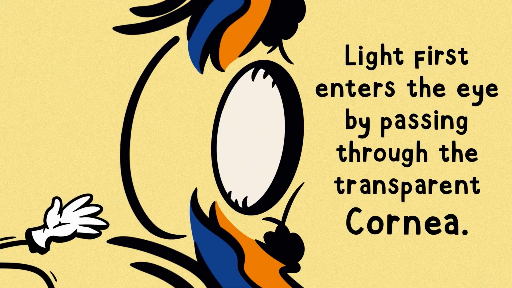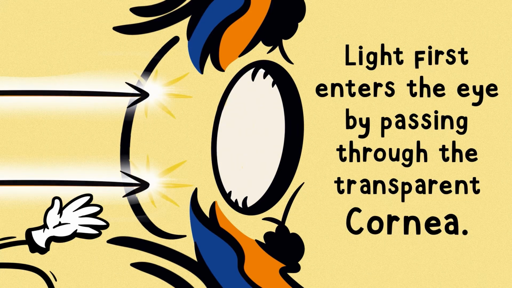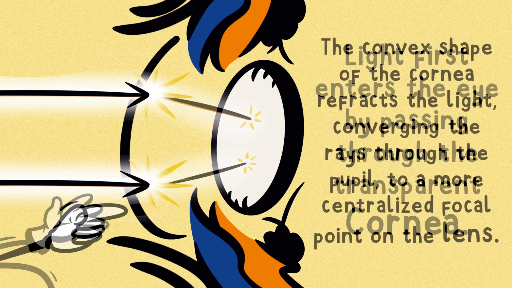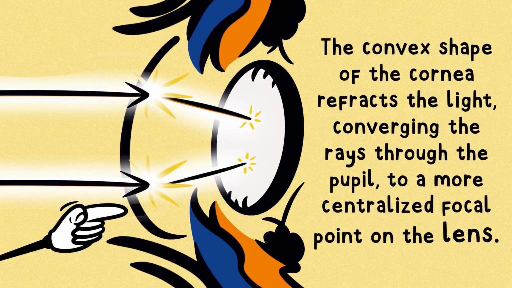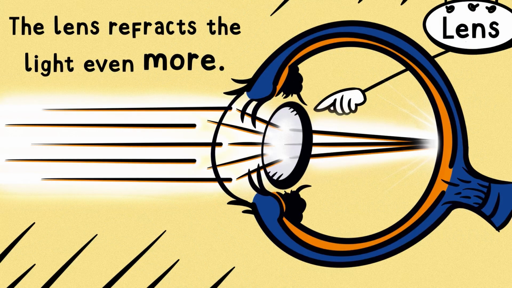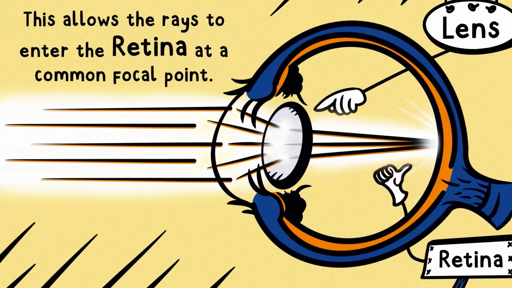Let's start with light, which is the information in the external world that your eye is interpreting. Light first enters the eye by passing through the transparent cornea. The convex shape of the cornea refracts the light, converging the rays through the pupil to a more centralized focal point on the lens. The lens refracts the light even more. This allows the rays to enter the retina at a common focal point.